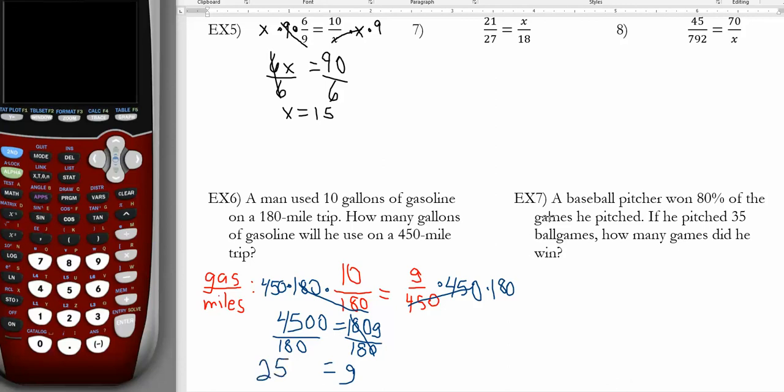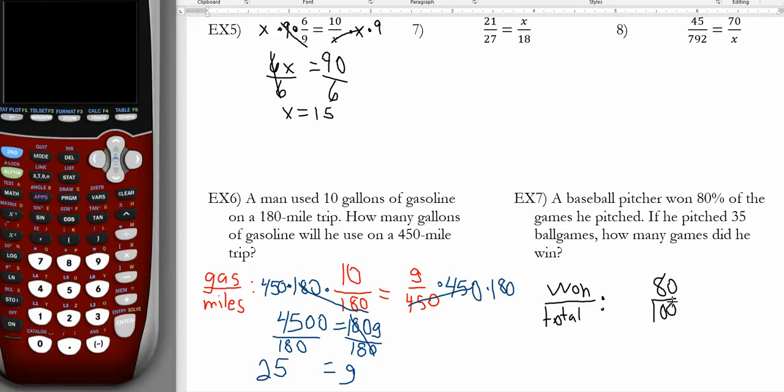Alright, so for the last problem, I'm not gonna do all the work on it, but I am gonna get it set up. So we've got the baseball pitcher, and we're talking about the number of games that he has won versus the games that he pitched. So we've got one versus total. And when we're dealing with this, we're going to have a percentage. Now, percent just means out of 100. So 80% is 80 out of 100.